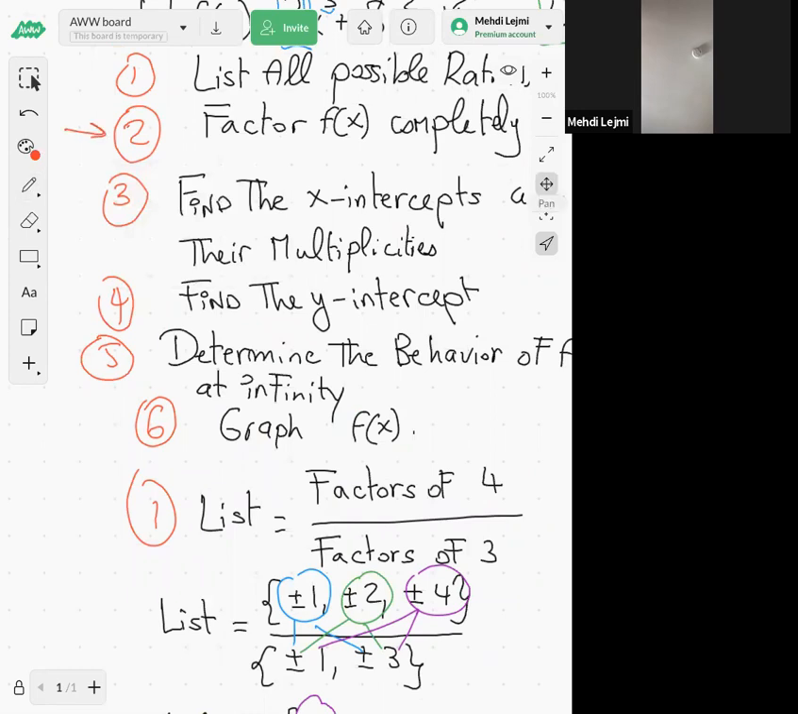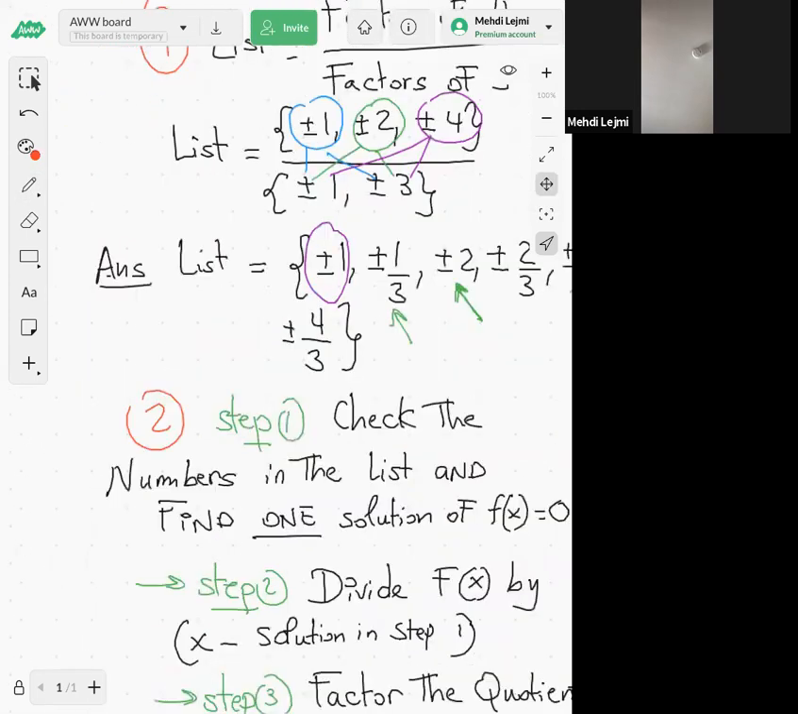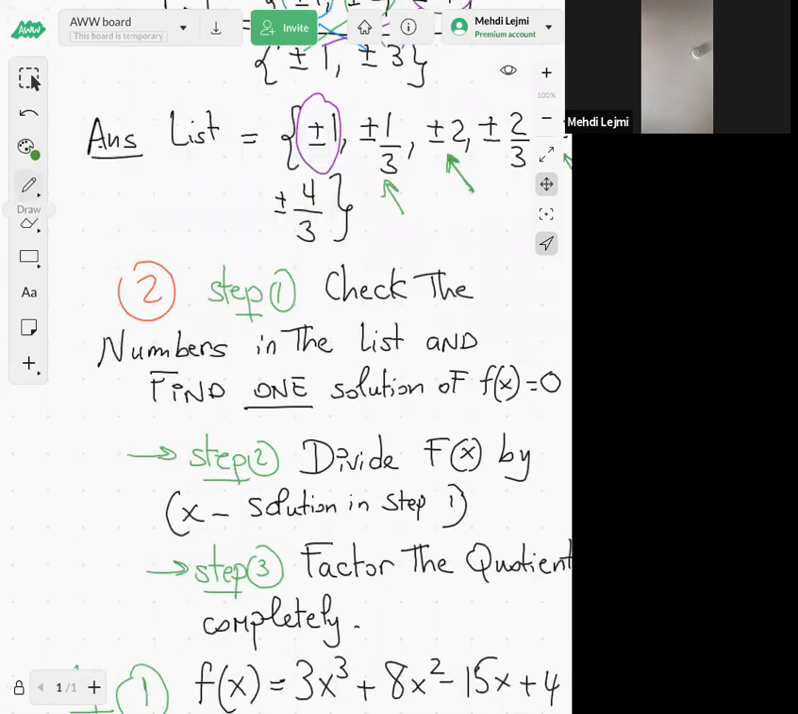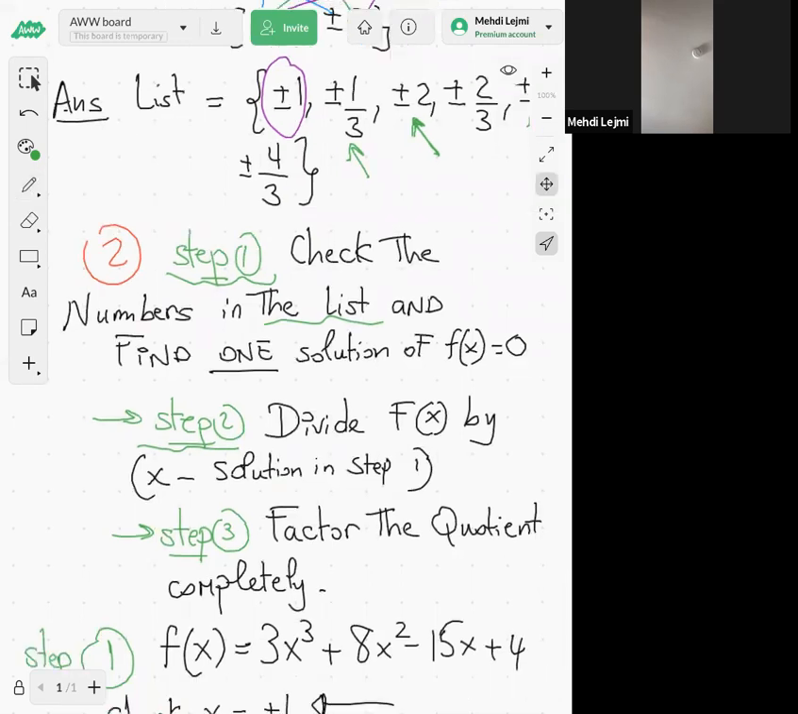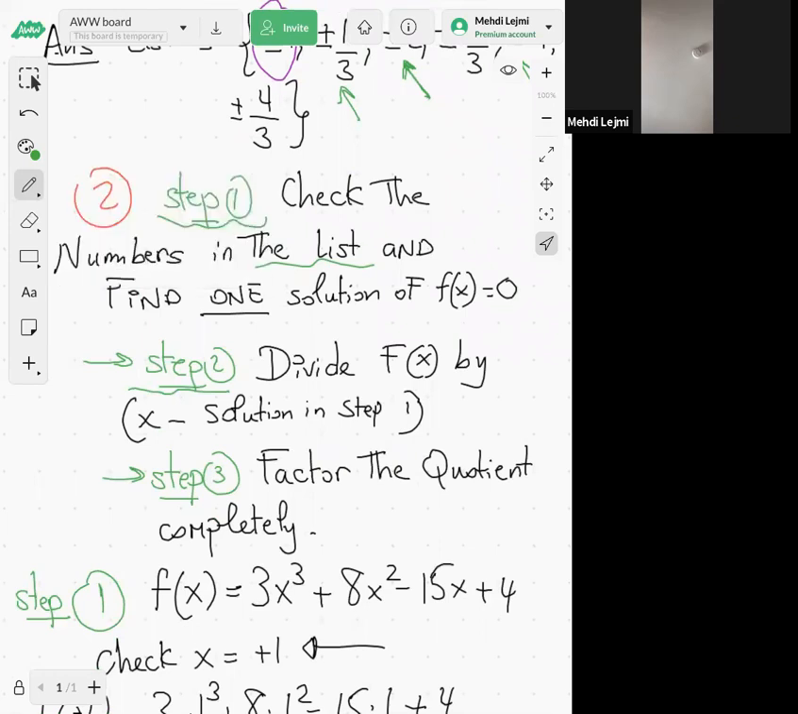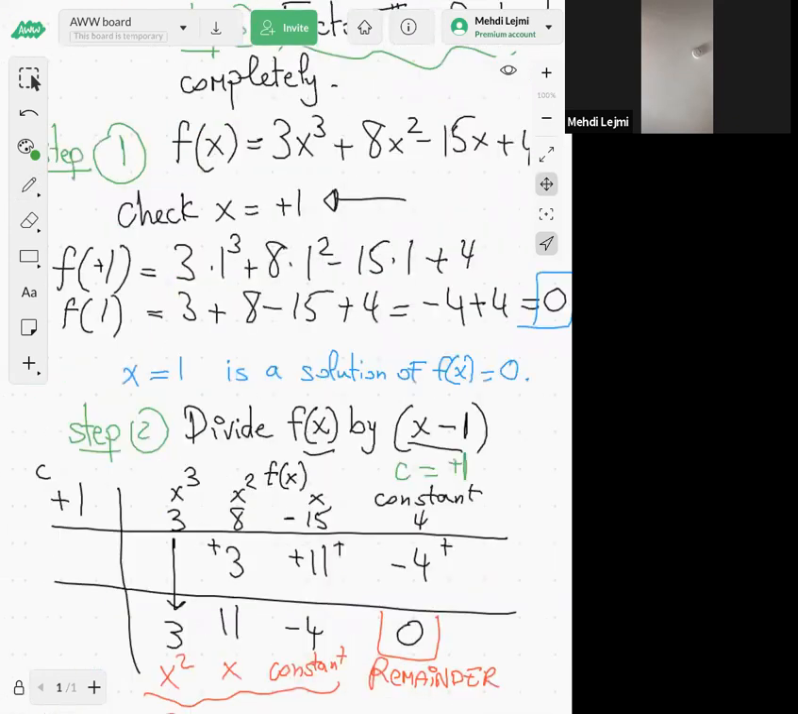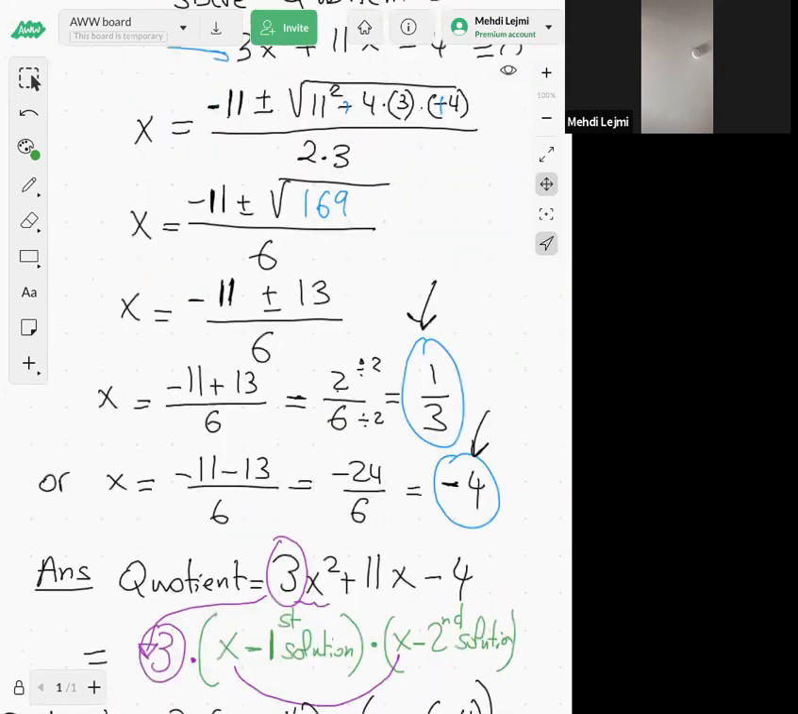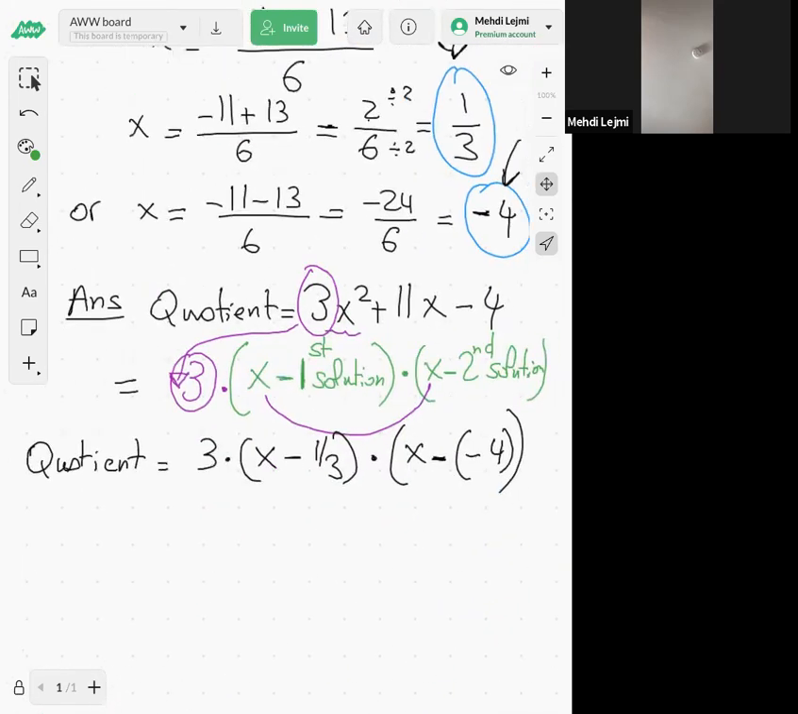So we said there are 3 steps. First step, we have to check the numbers in the list of possible rational zeros. Then step 2, we said we have to divide f of x by x minus the solution. Now the third step, we said we have to factor the quotient, right? And so now I can answer the question.